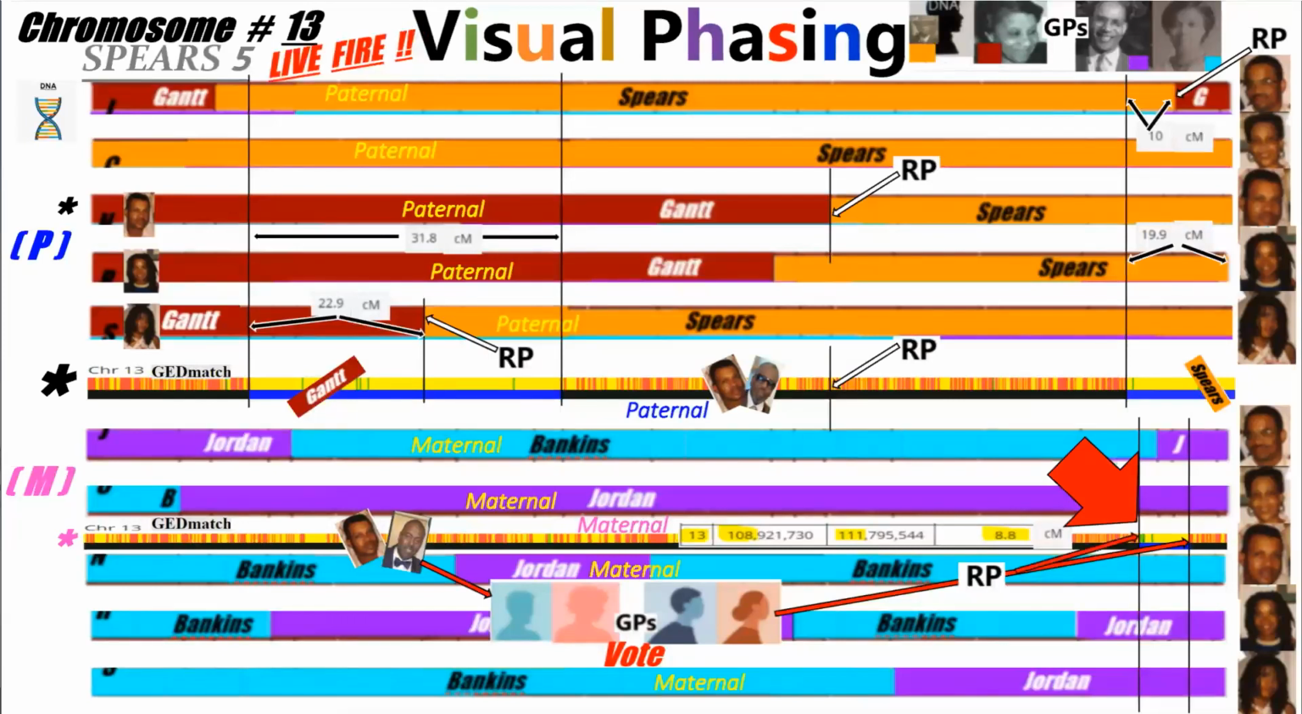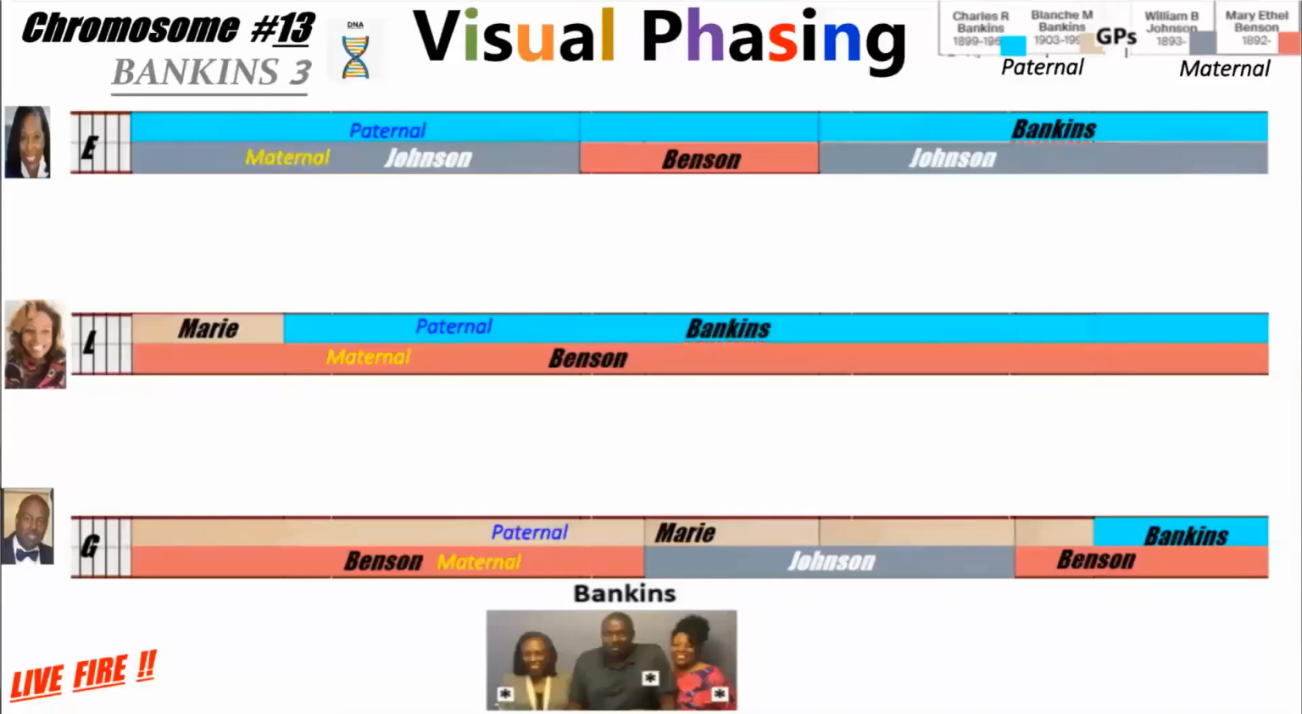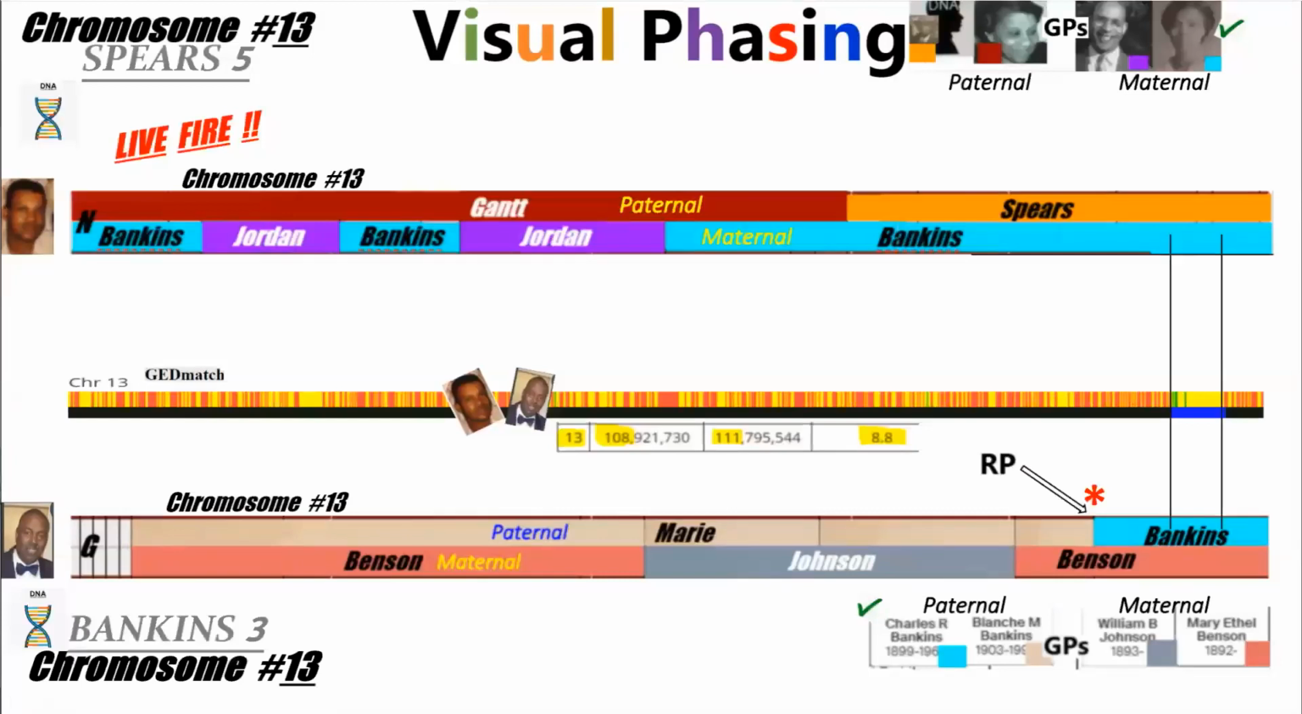I can go to my army of siblings and grab the Bankins 3, visualize their chromosome 13, so that I can see this for comparison. Here are Lisa, Elver, and Greg, minus the far left edge, their output for chromosome 13 as well. Here I'm putting in Nason's match just so that we can see it for comparison's sake. And you notice where I have the asterisks.